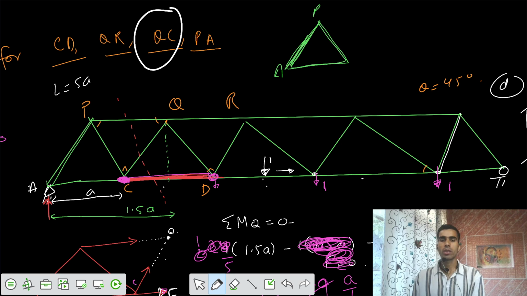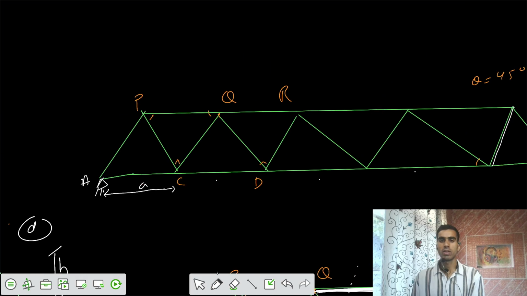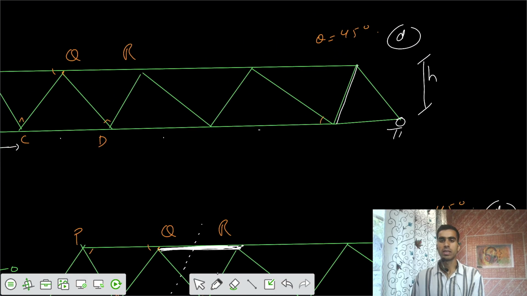Now, QC was in this fashion. It was between two triangles. So we got two critical ordinates for the QC. But for the PA, you will get only one critical ordinate. One of the ordinates is at the end support itself. We are going to see that one. So for the PA, we need to get the ILD.